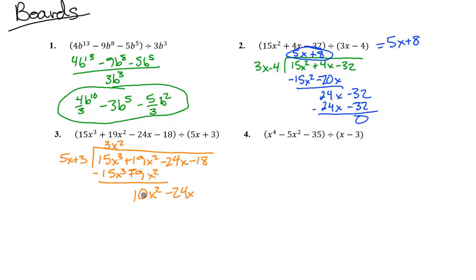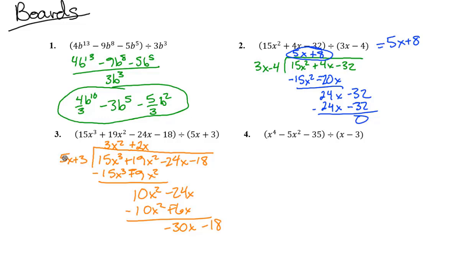5x plus 3, 5x goes into 10x squared. Plus, let me see, 5 into 10 is 2, x squared over x is x. We need another power of x. So 2x times this in front gives us 10x squared plus 6x. And we subtract. Those are gone, and we get minus 30x minus 18.